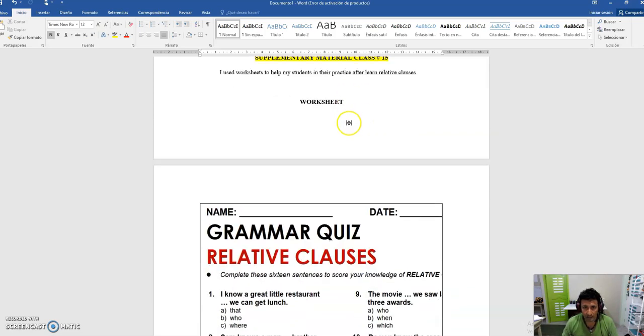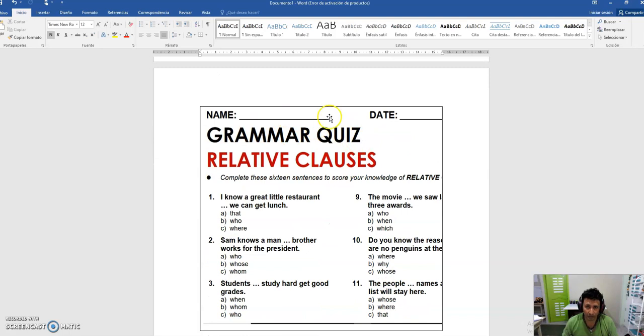Look at this worksheet here. They just have to put the name and date, and it's a grammar quiz related to relative clauses. You see, we have to put emphasis on this topic. It's a very easy exercise. They have to complete 16 sentences to score my learners' knowledge. For example, the first question says, I know a great little restaurant we can get lunch. So they have to choose one of these: that, maybe the A, that, maybe the B, who, or where.